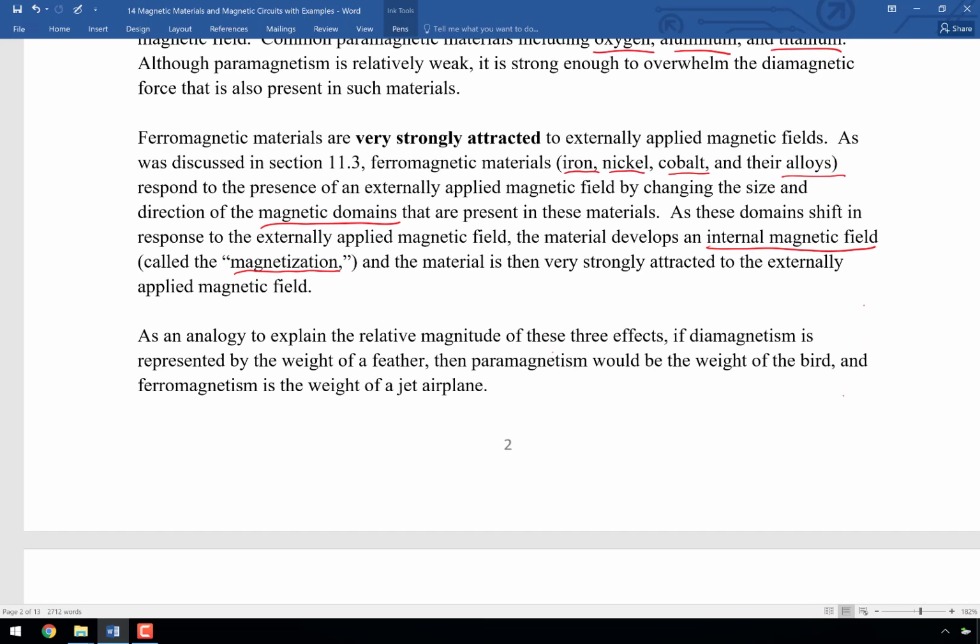Just to help you understand the relative magnitude of these three effects, if diamagnetism is the weight of a feather, then paramagnetism would be like the weight of a bird, and ferromagnetism would be the weight of a jet airplane. You could imagine how the weight of a single feather wouldn't mean very much to the weight of a bird, and the weight of a bird wouldn't mean anything at all to the weight of a jet airplane. So if you have a ferromagnetic material, you can ignore any other effects. It will just be ferromagnetic.